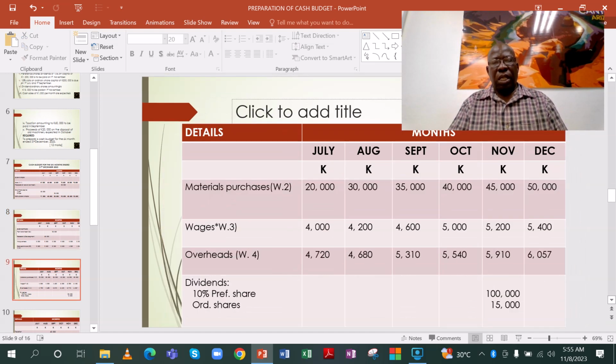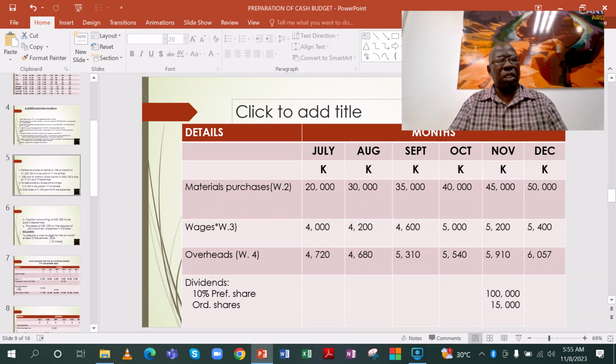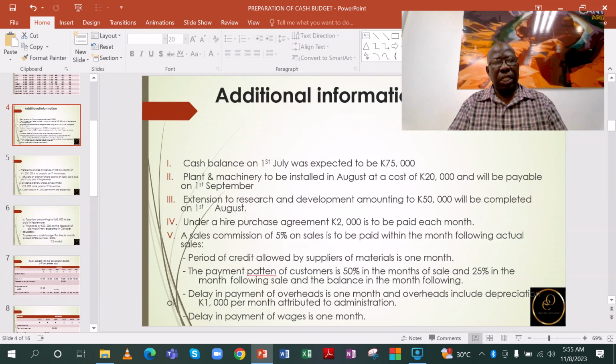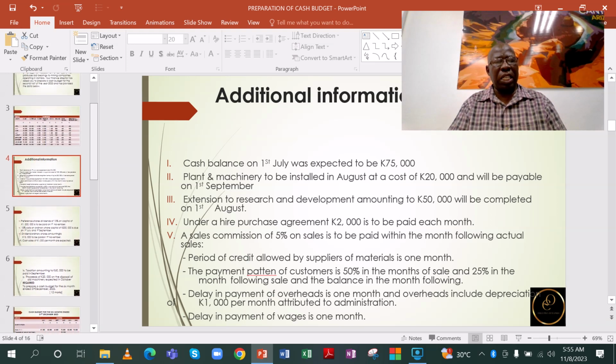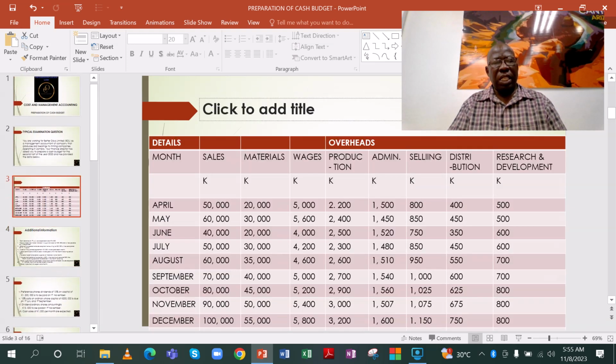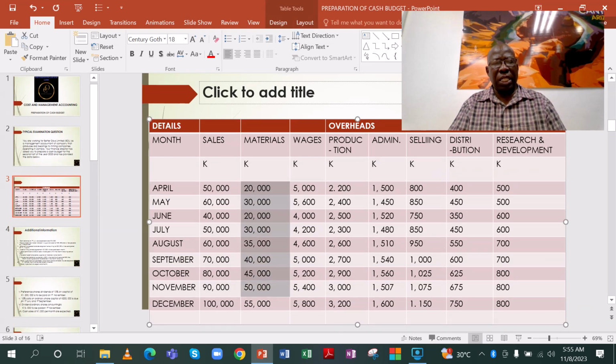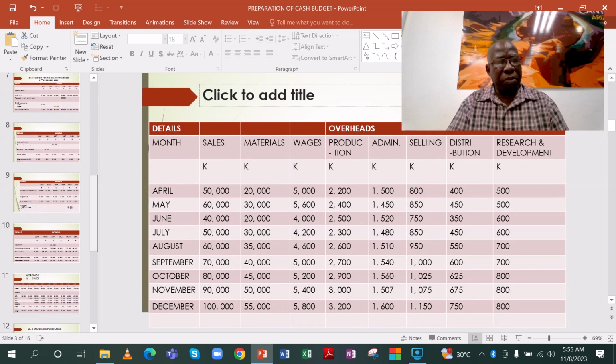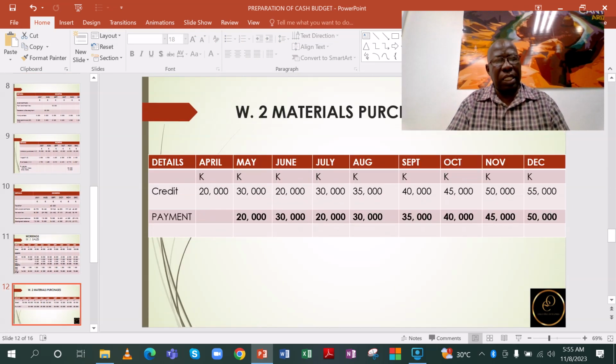Okay, we go on to look at material purchases. There's a note to that effect, materials purchases. So you go to the note. Okay, it tells you that the period of credit allowed by suppliers of material is 1 month. So when you do the working, you pick the figures from here. Materials figures, these are the purchases. Purchases from April through to December, credit purchases. So we pick that and we process it in a working. Material purchases, this one.